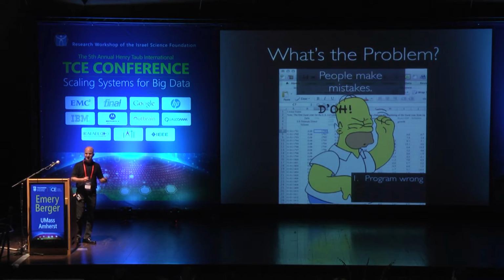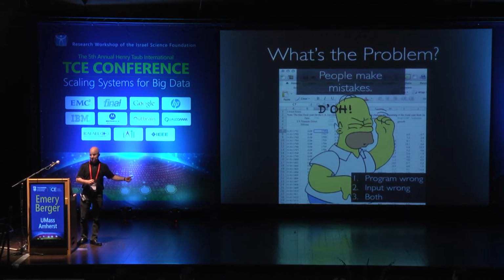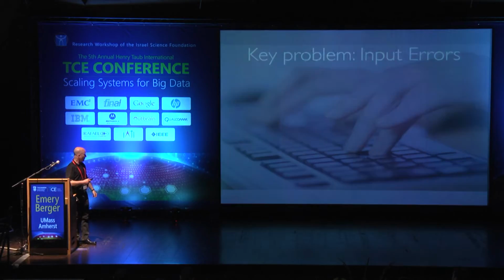So just like in computer programs, right, Excel is a kind of computer program. Your program could be wrong, right? And if your program is wrong, you probably won't get the right results. Your inputs could be wrong, right? Garbage in, garbage out. And in spreadsheets, notably in the Reinhart-Rogoff spreadsheet, both could be wrong. All right? So obviously, inputs are a huge problem.